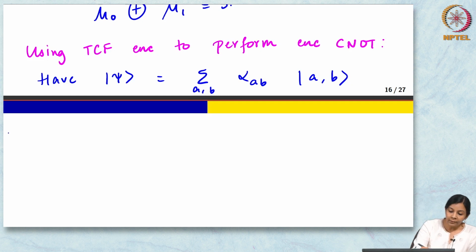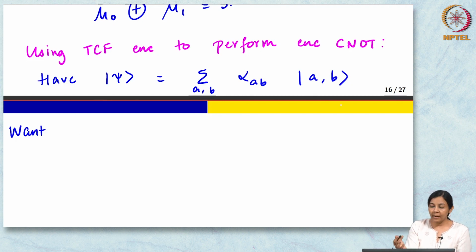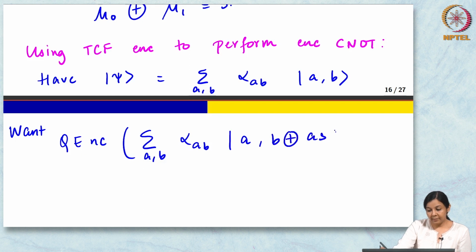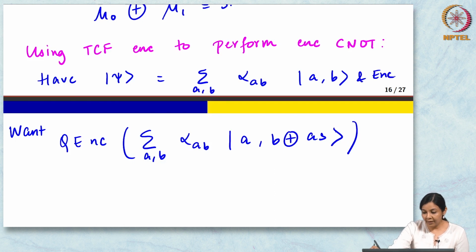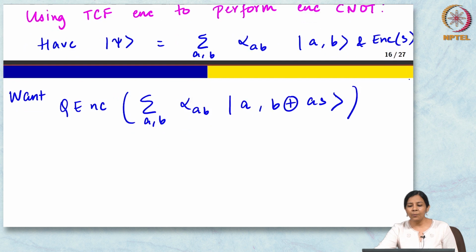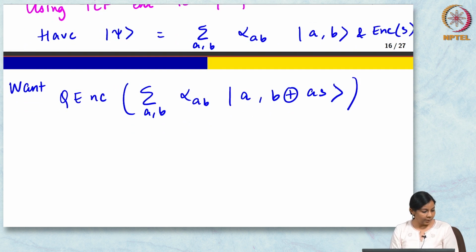And what do I want? Can anyone remind us what we want here? Given this input state psi and an encryption of the bit S, what is it that I want? I want a quantum encryption of alpha AB, A, B XOR AS, isn't it? This is what I want. I have this and of course, I have enc S, since S is an input to the operation, it has to be there somewhere. So, I have a quantum state and a classical encryption and I want to end up with this following thing.